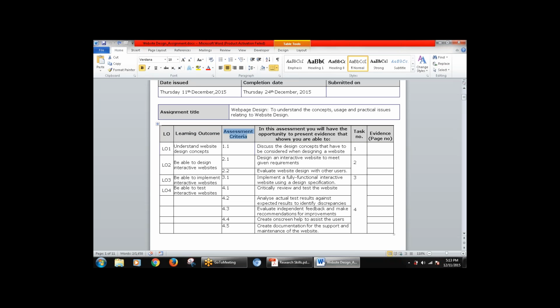That means the criteria that is used on the basis of which you are assessed, that is 1, 2, 3, 4, 5. Then in this assignment you will have the opportunity to provide the evidence that shows you are able to do the concept that is used. Then the task number, that is either 1, 2, 3, 4. Then there is evidence, that is the page number that is given.